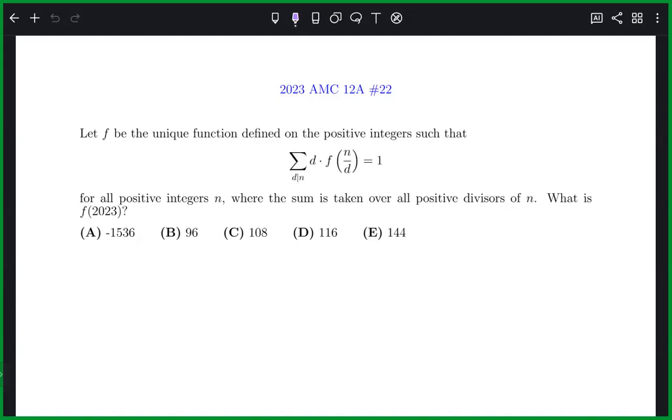Let f be the unique function defined on the positive integers such that the sum over d dividing n of d times f(n/d) equals 1 for all positive integers n, where the sum is taken over all positive divisors of n. What is f(2023)?